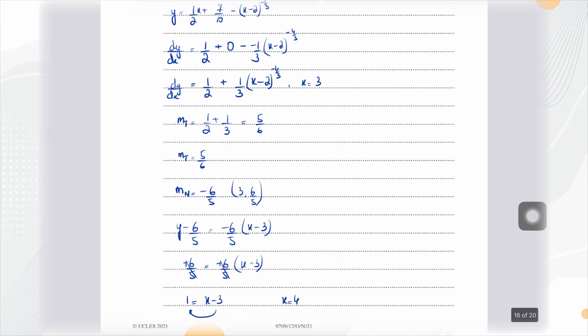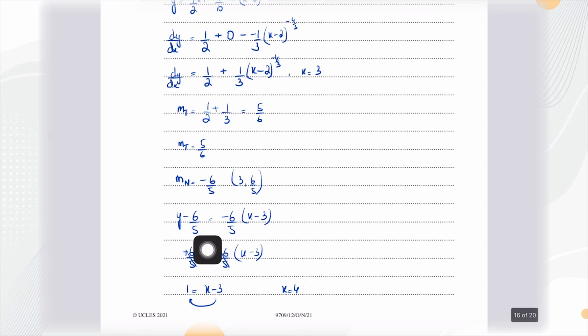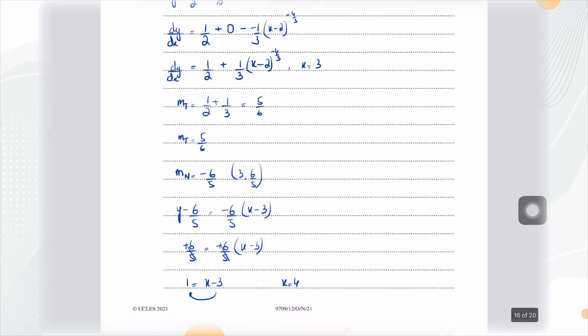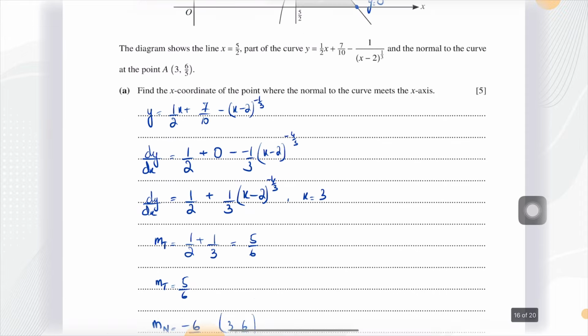Okay, so we didn't have to find out the equation of the normal. We kind of did, but since we only had to plug in a value, there was no point in simplifying and giving it a proper equation. Now part B, which says find the area of the shaded region, giving an answer correct to 2 decimal places.